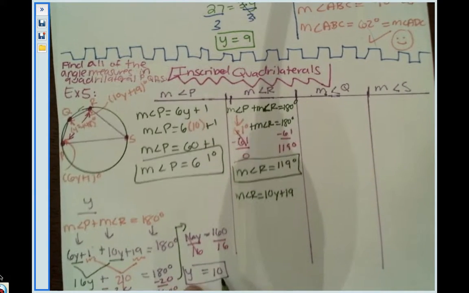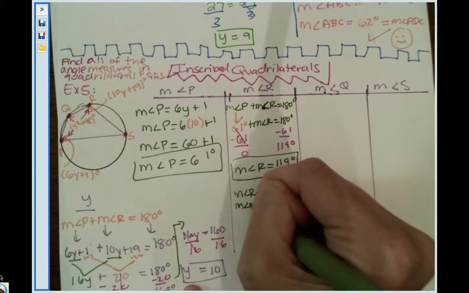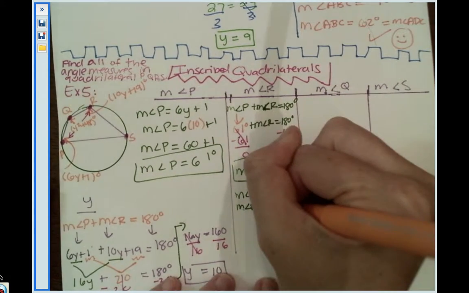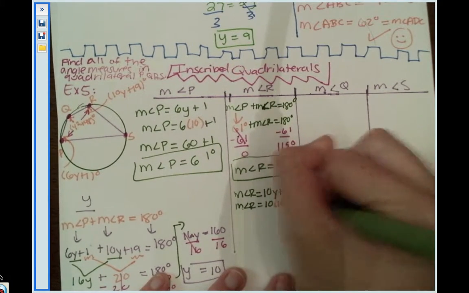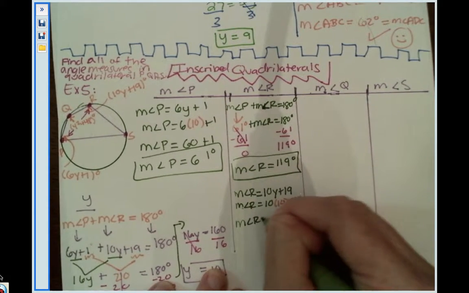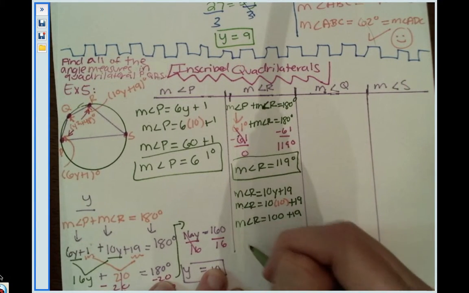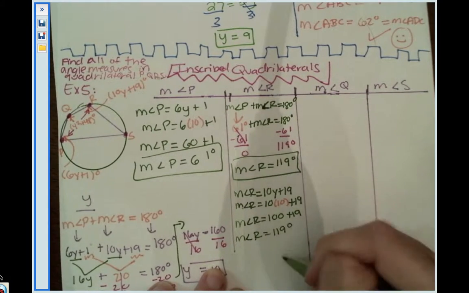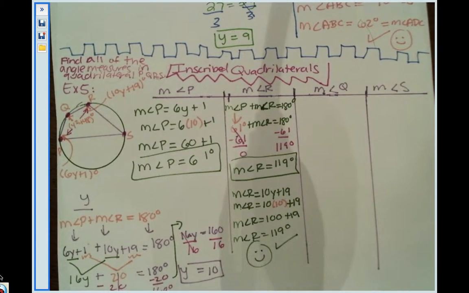Okay, and since we know y is 10, I can substitute 10 in for y to get r, so let's get going. So the measure of angle r equals 10 times y, which is 10, plus 19. All right, and 10 times 10 is 100. And 100 plus 19 is 119. Look at that. So our work checks out. Yay, and we're excited. So I'm going to draw a smiley face. Okay, so far we're on the right track.